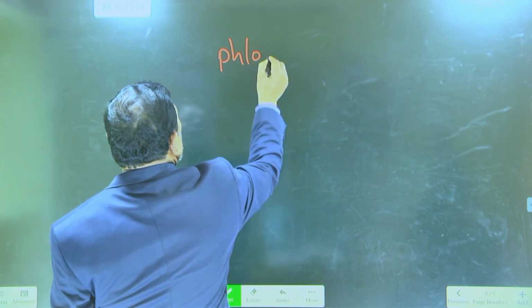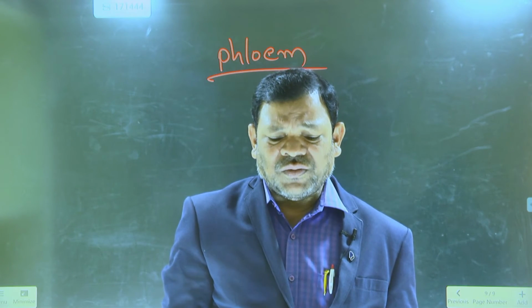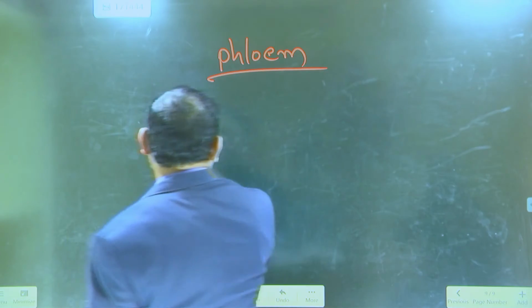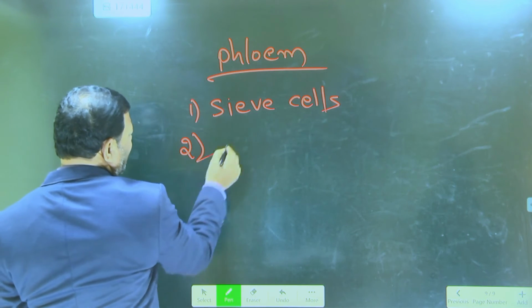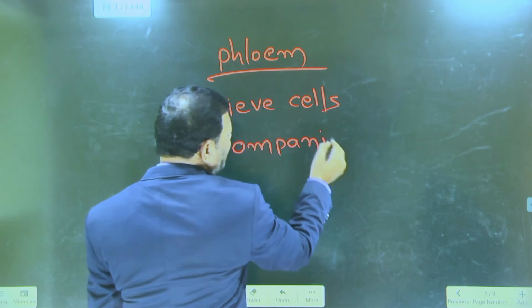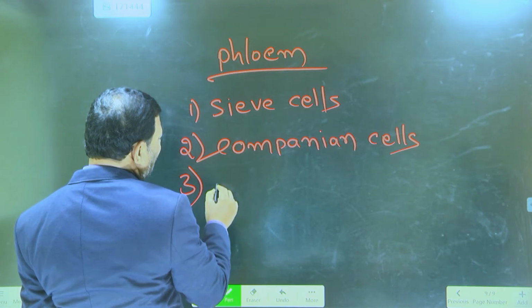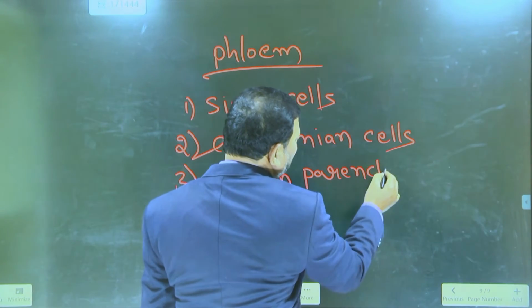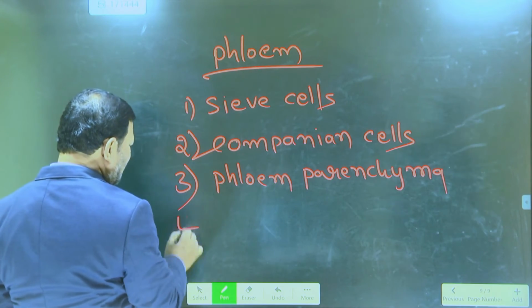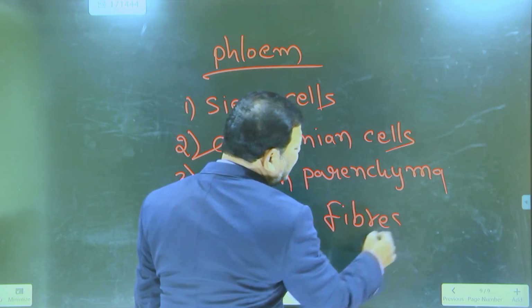Next, in the phloem, what is the function of the phloem? Phloem is also known as bast, or leptome. The phloem especially contains sieve cells. What is it? Sieve cells. Second one is the companion cells. Third one is the phloem parenchyma. And the last one, phloem fibers.